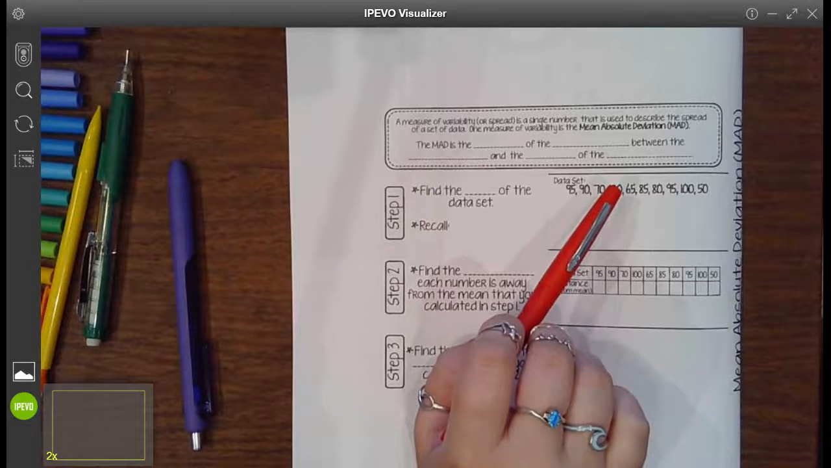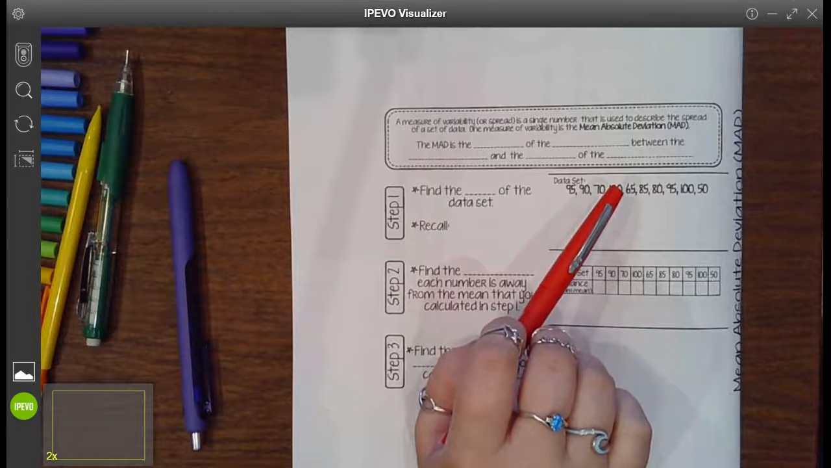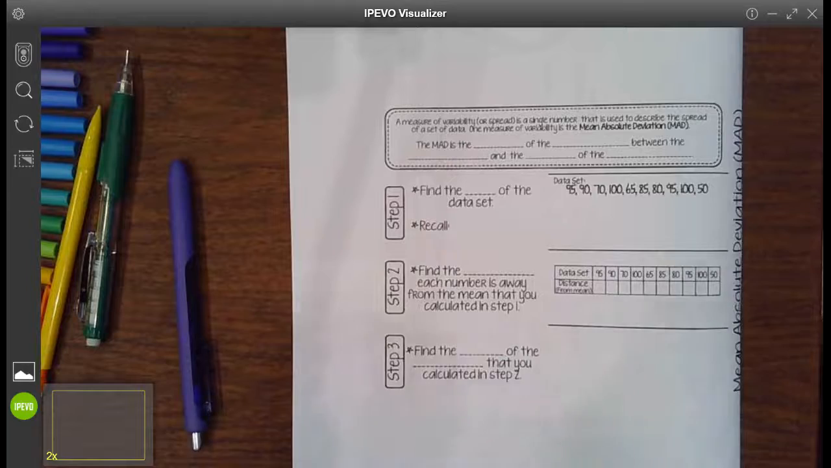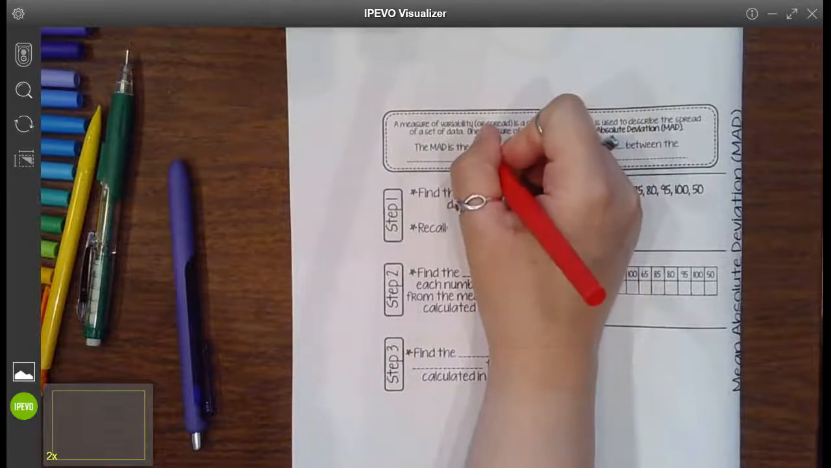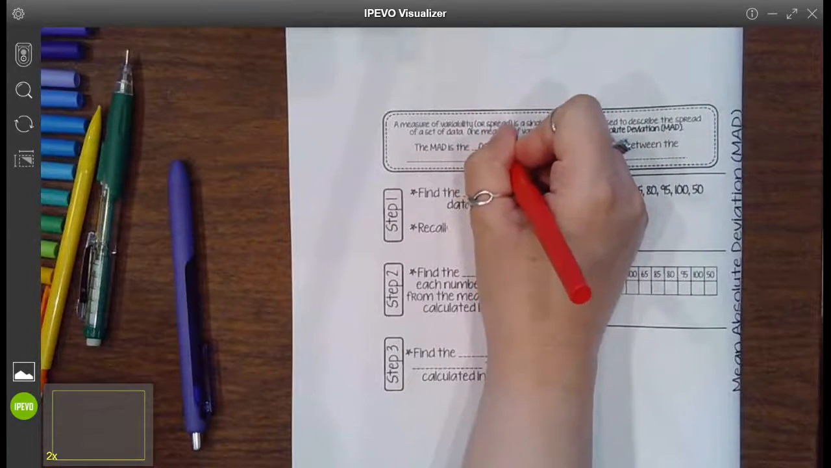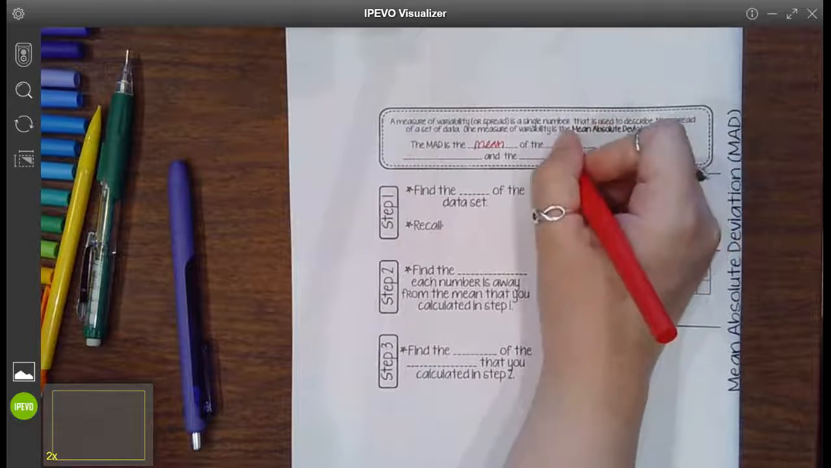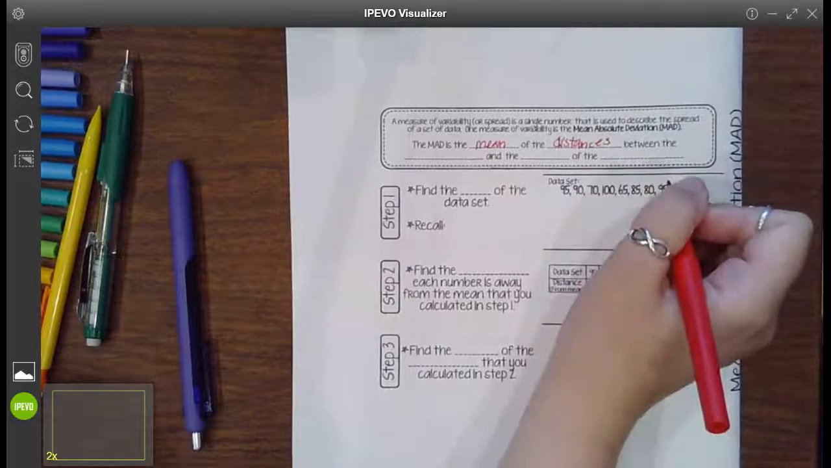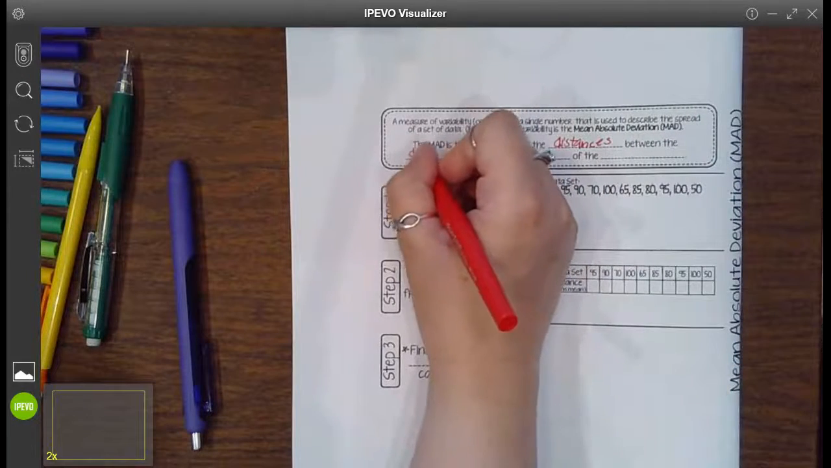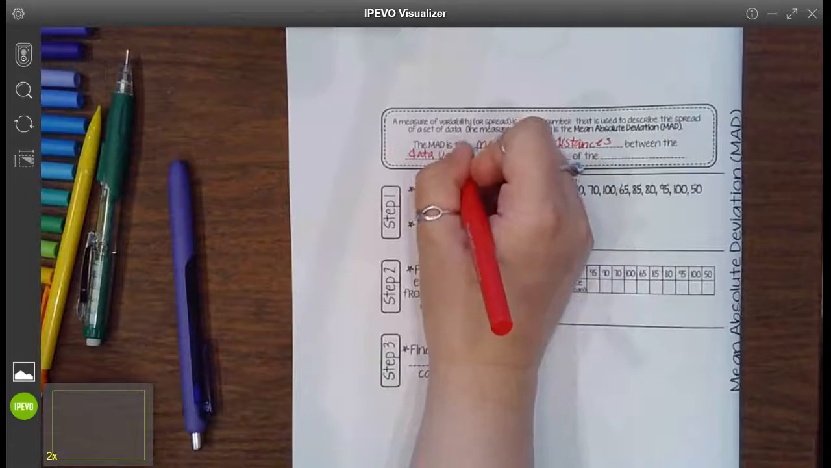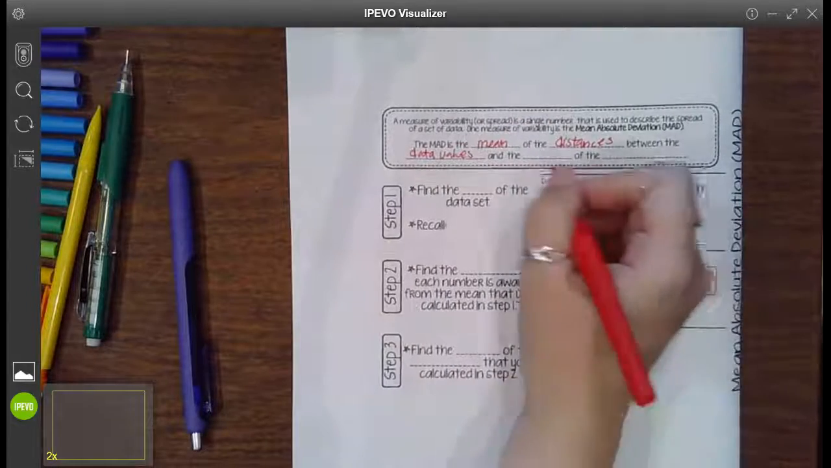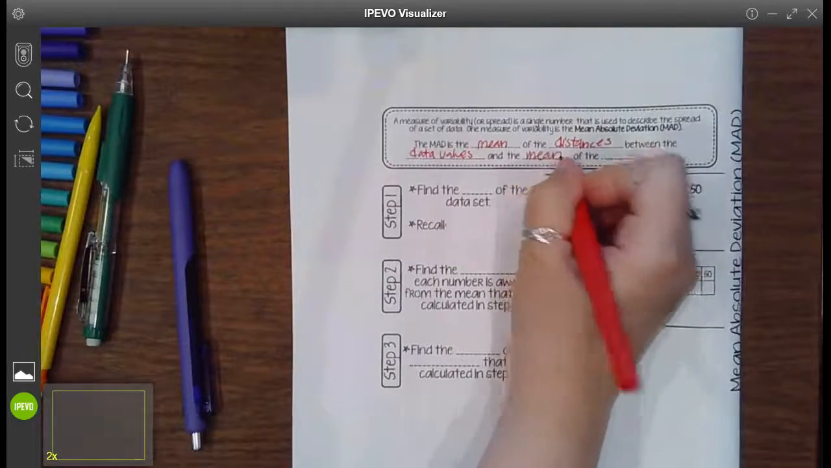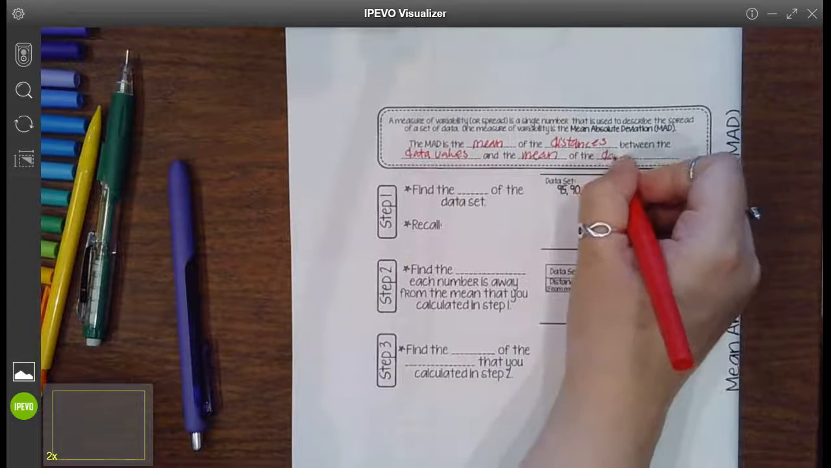And so you find the mean, and then you find the absolute value of the distance each data value is to the mean. Okay, so again, the MAD is the mean of the distances between the data values and the mean of the entire data set.